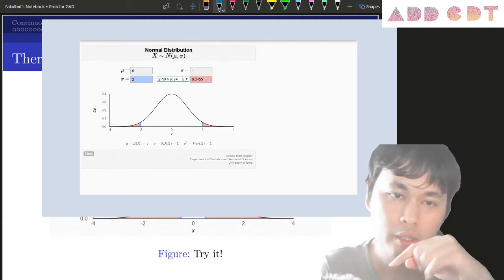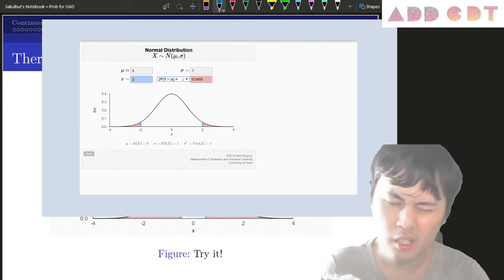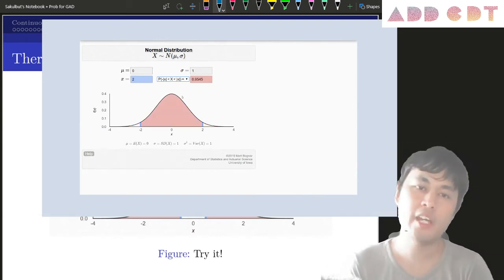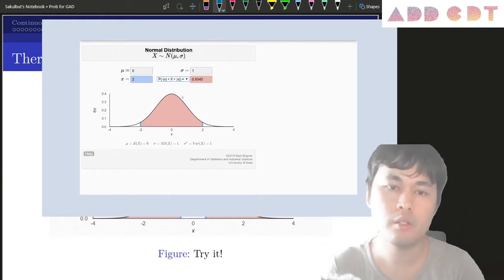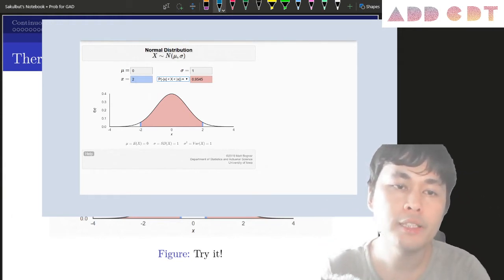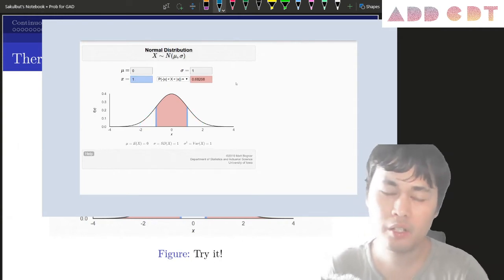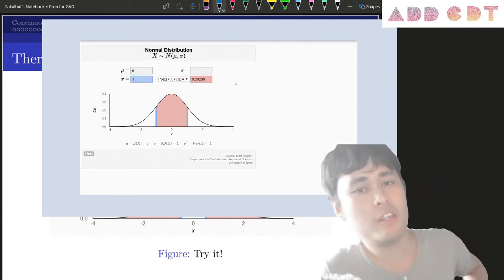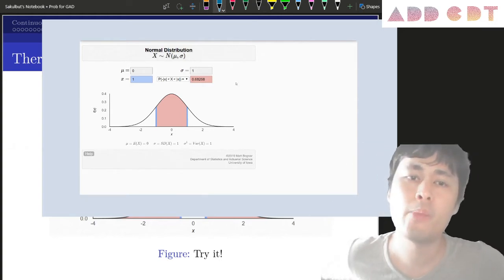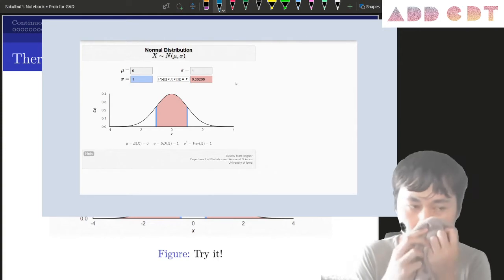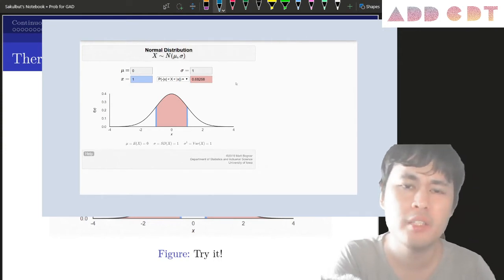That's gonna be important when you study the inference next week. And we may learn to look at the area in between two values. And in practice, you're gonna use Excel, R, or any software you are familiar with, and that's gonna give you these numbers in a moment. You don't have to use that table.